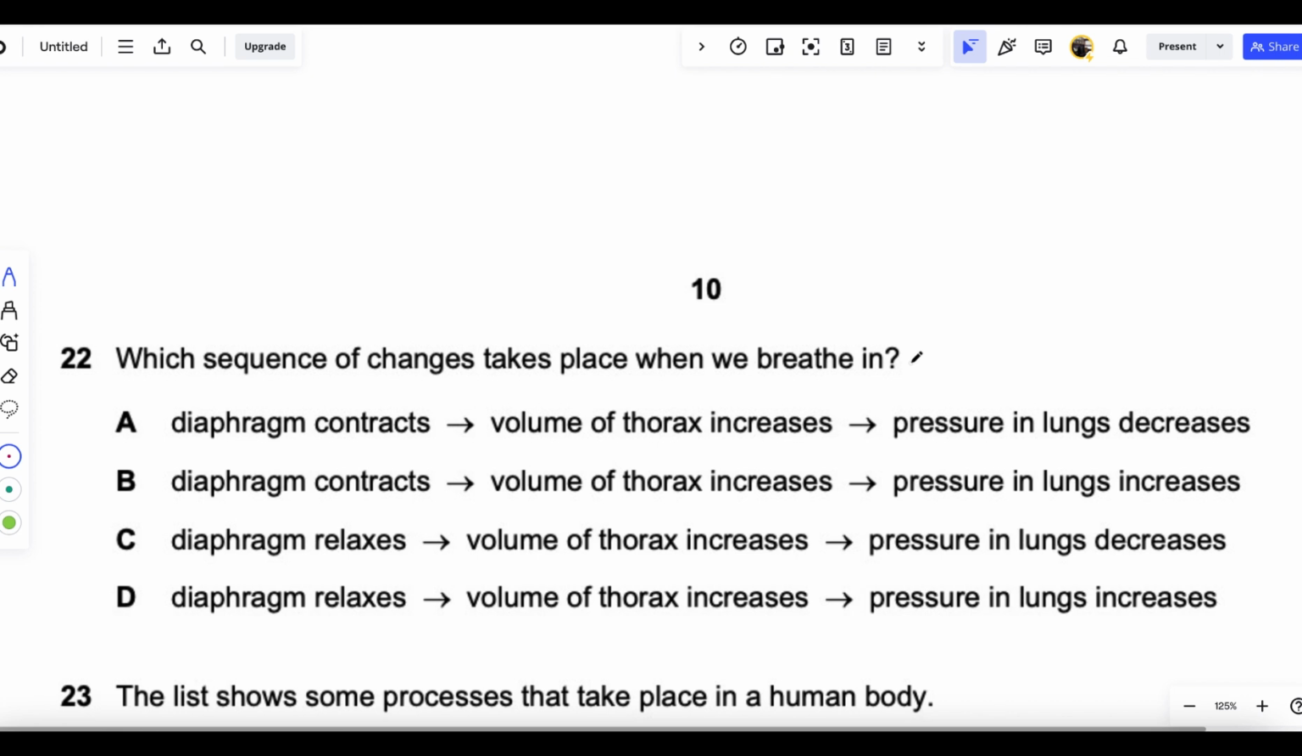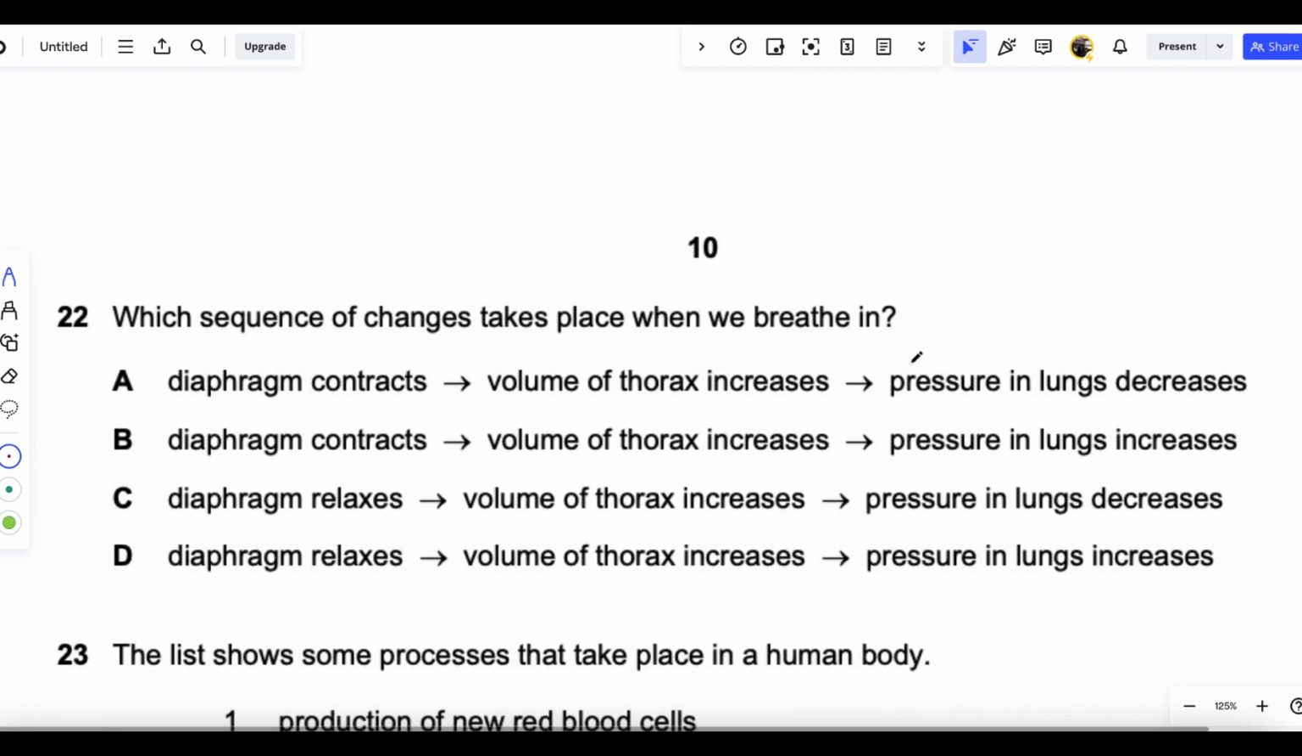Now let's go to question 22. Which sequence of changes takes place when we breathe in? When we breathe in, what happens? The diaphragm will contract. When you breathe out, the diaphragm will relax. When you breathe in, your diaphragm will contract. I think that's the first thing that will happen.